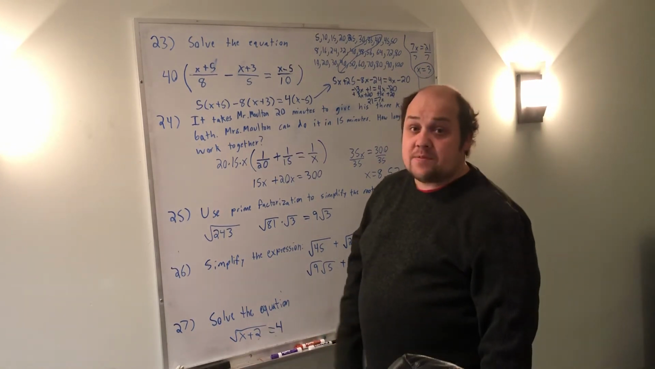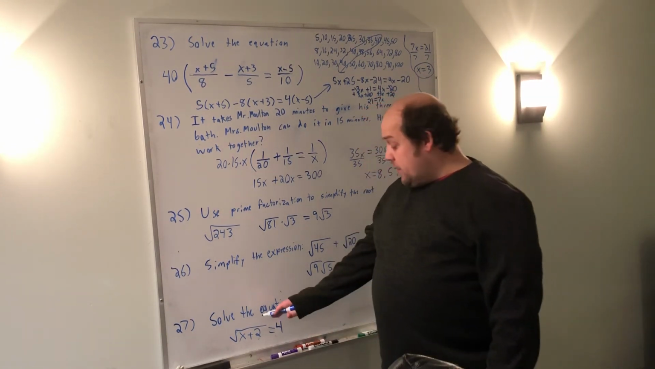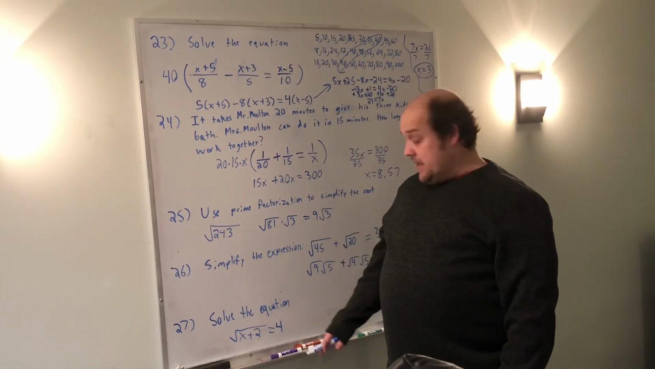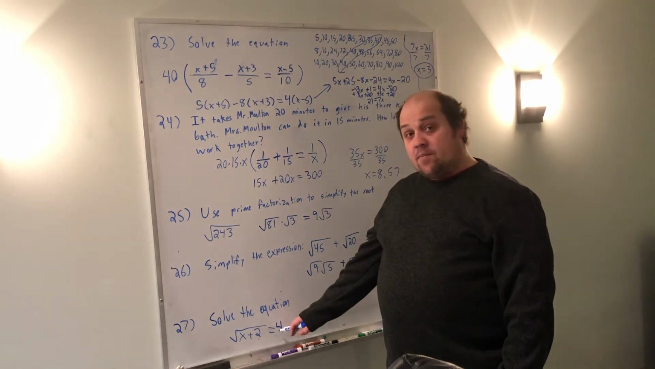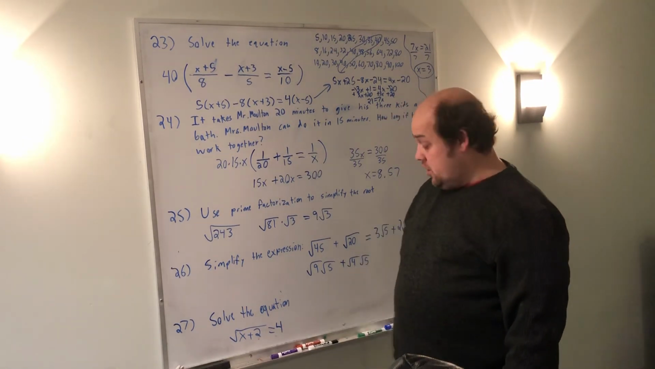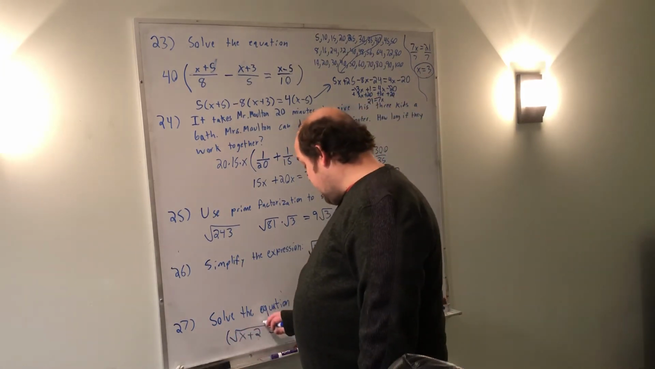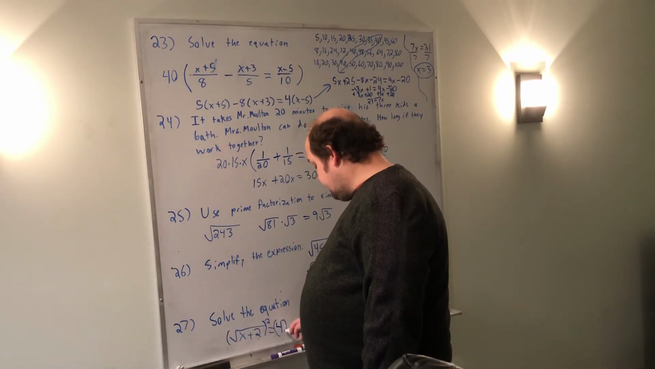Number 27 asks me to solve an equation where I already have a root on one side, a number on the other. I do want to be careful. If this had been a negative number, I'd need to stop there and say no solution. Because it's a positive number, I can do the next step, which is just squaring both sides of the equation.